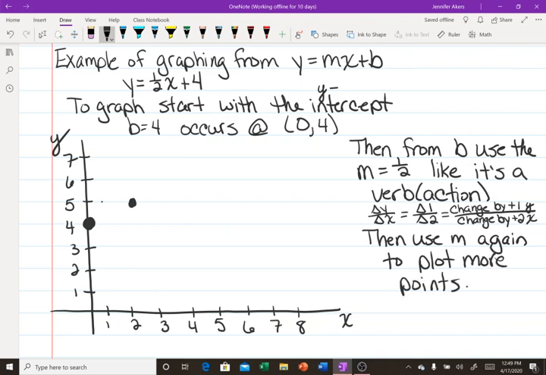And this should be review. So from (2, 5), I'm going to move up 1, and I'm going to run 1, 2, to (4, 6). And I'm going to connect the points with a line. So this line represents all the points on y equals 1/2 x plus 4.